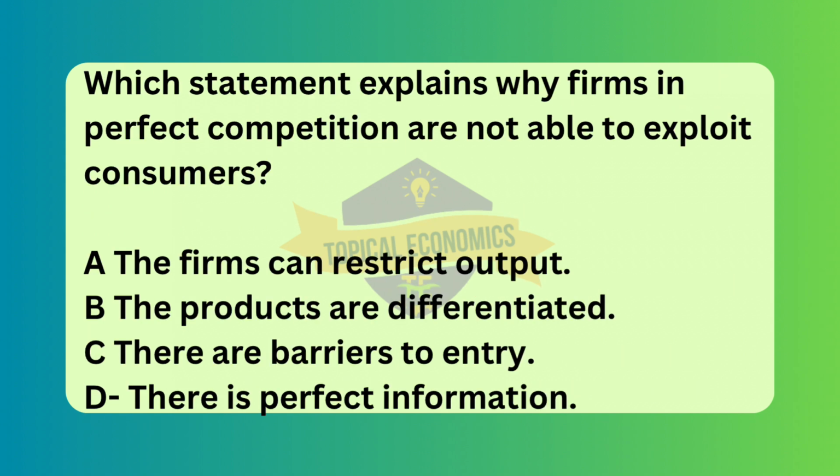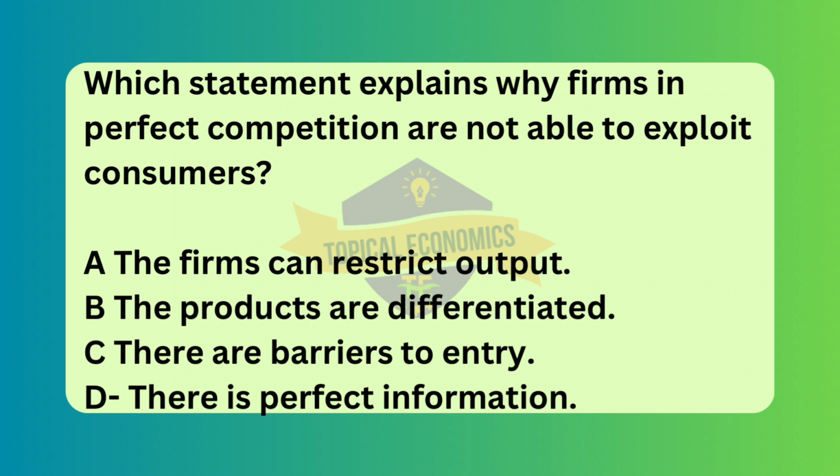Moving to 17th question. Which statement explains why firms in perfect competition are not able to exploit consumers? A. The firms can restrict output. B. The products are differentiated. C. There are barriers to entry. D. There is perfect information. The correct answer for this question is option D.